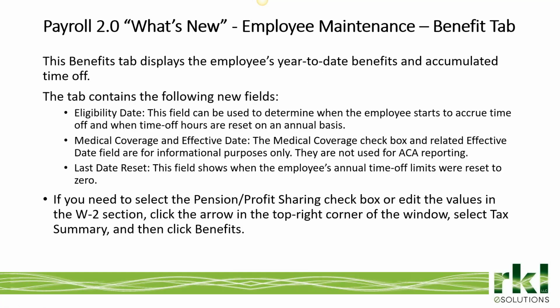Employee maintenance benefits, we did talk about that, but there's some additional information. Eligibility date, yay, everyone's been waiting for that. Medical coverage and effective dates, and then the last date reset. But these 2 in particular is something that everybody's been waiting for, so we should be excited about that. Pension plan and profit sharing checkbox. You can actually use the arrow at the top right corner of the window to select that information and then click into benefits to access it.